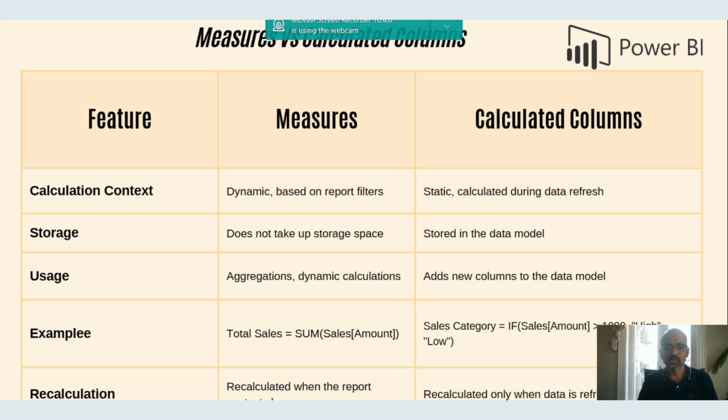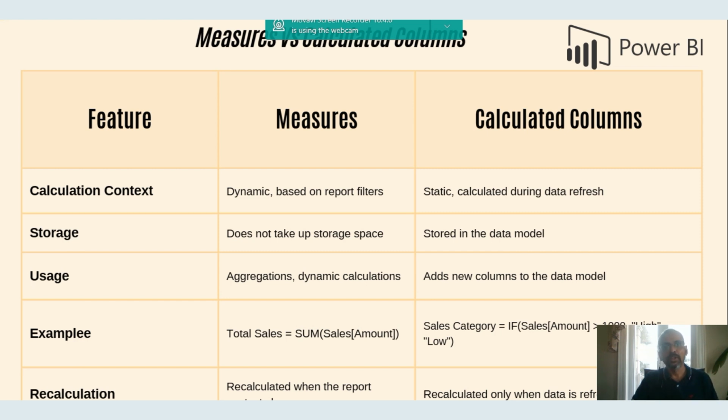Through hands-on. So recalculations when the report context changes, when the filter gets changed, when you change the slicer, it is easy to incorporate those changes in your Power BI using measures. That is not the case with calculated columns. Sounds interesting? It will be more interesting when you start working on these concepts.